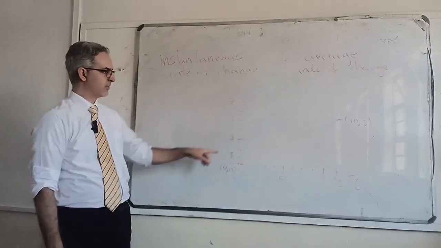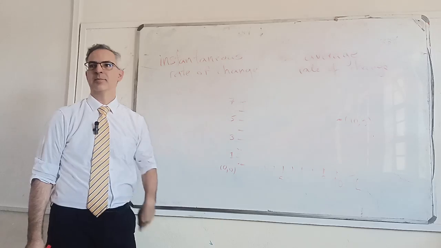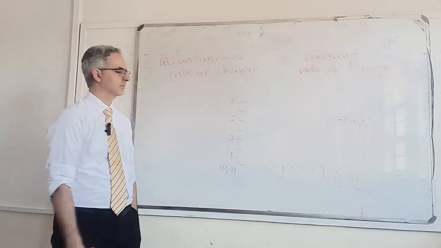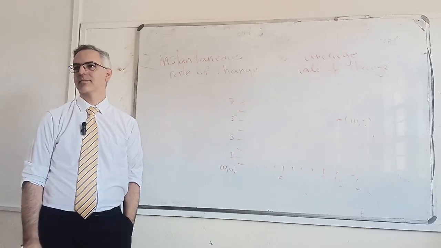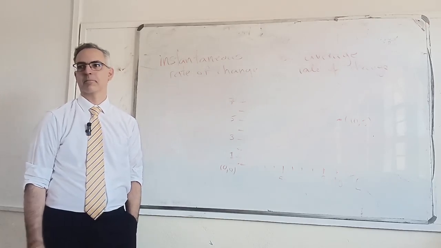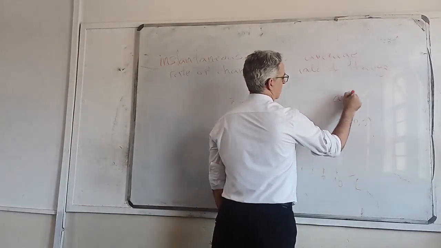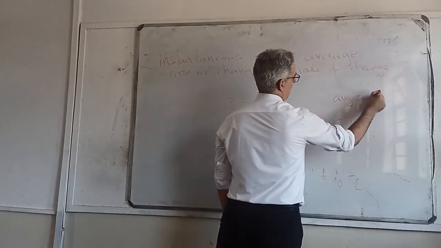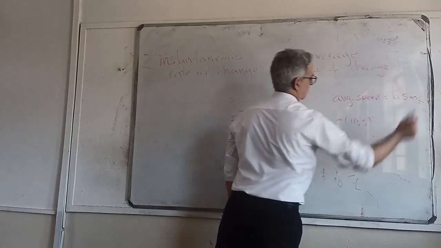Okay, what is the average speed over the whole distance? Five divided by 10. So the average speed is 0.5 meters per second.